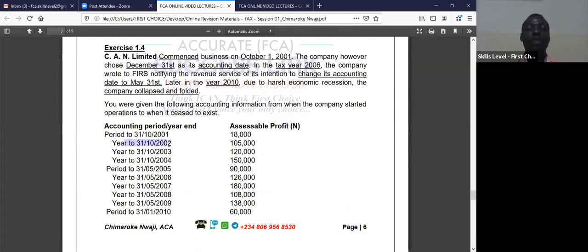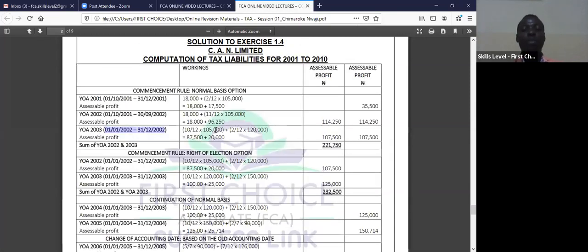So from January 1 to October 31st is 10 months. So we are taking 10 months out of this 105. So you see 10 over 12 times 105. That's going to give you 87,500.